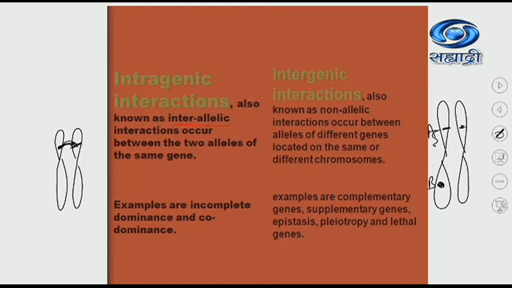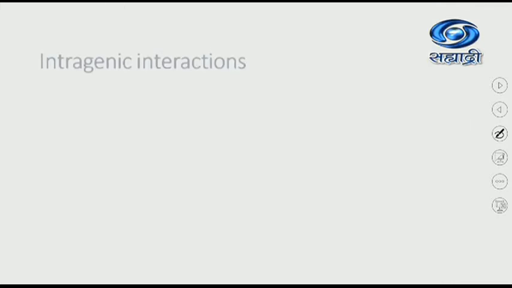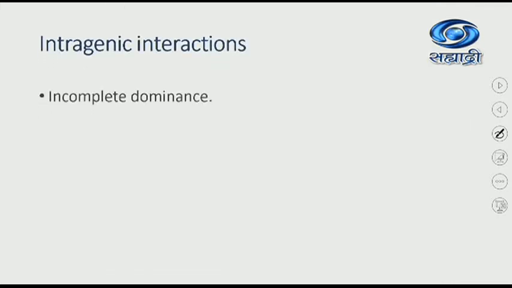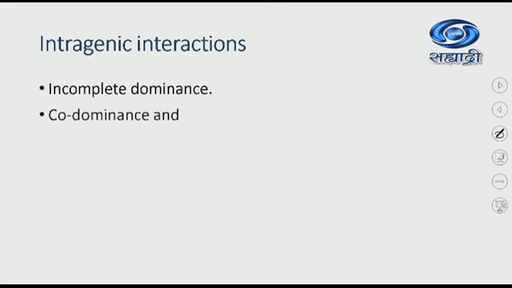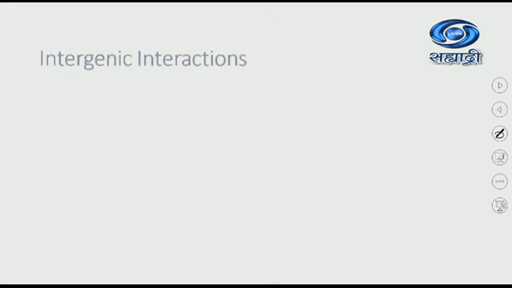Here we have to study complementary genes, supplementary genes, epistasis, pleiotropy and lethal genes. We will be studying pleiotropy and multiple allelism here. So let us study first about intragenic interactions. In intragenic interactions, I'll teach you about 3: incomplete dominance, codominance, and multiple alleles. These are the interactions between the same gene, okay, interallelic interactions.